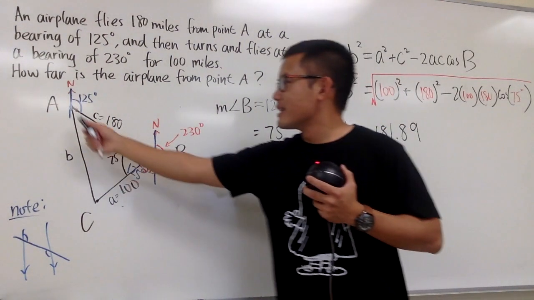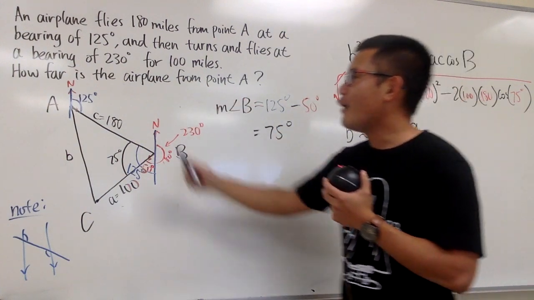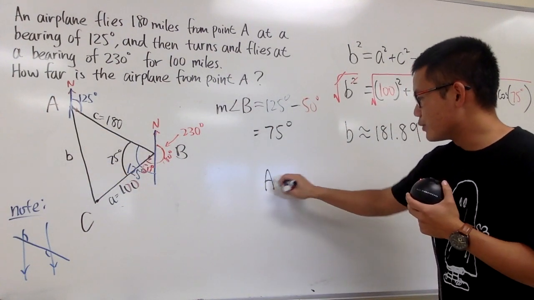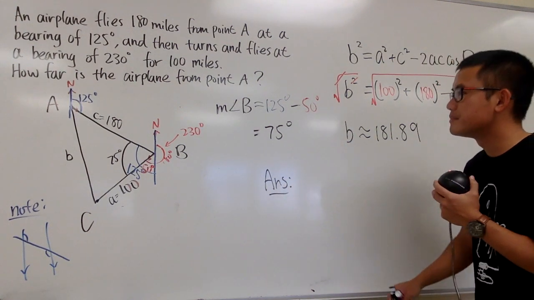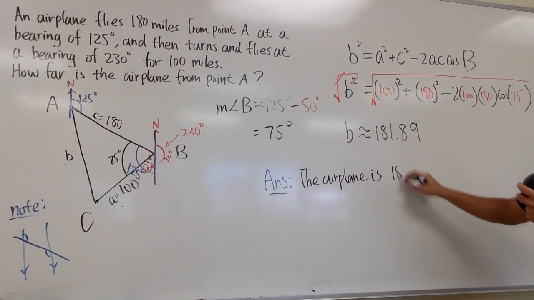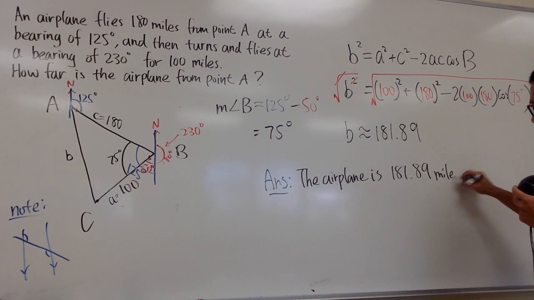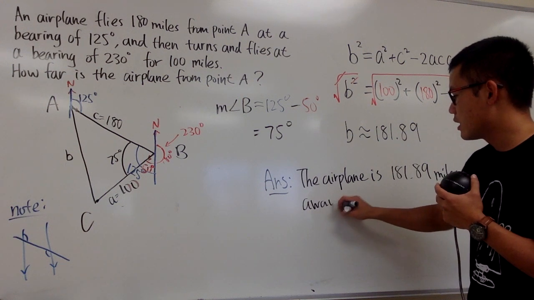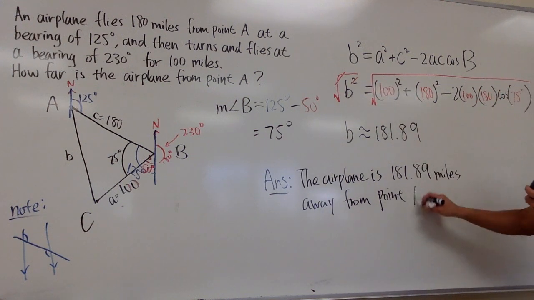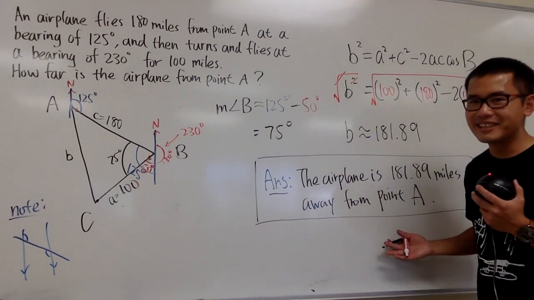This right here is this side. And you have to answer the question according to the phrase right here, right? How far is the airplane from point A? It's right here. So here is the answer. I'm going to write it down for you guys in a complete sentence. So the airplane is about, you don't need to write about if you don't want to, 181.89 miles away from point A, right? So this right here is how we are going to present our answer, and that's it.